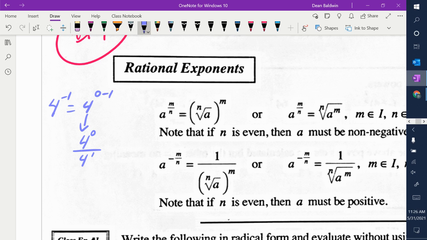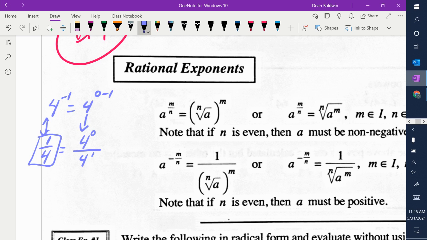Okay, what's anything to the 0 power? 1, right? So the top becomes 1. Therefore, those are the same thing. If you have a negative exponent, it means that basically you flip it and you put it into the denominator, and the exponent becomes positive. That's what you need to remember. How do you get a negative fraction? We'll deal with that in a second.